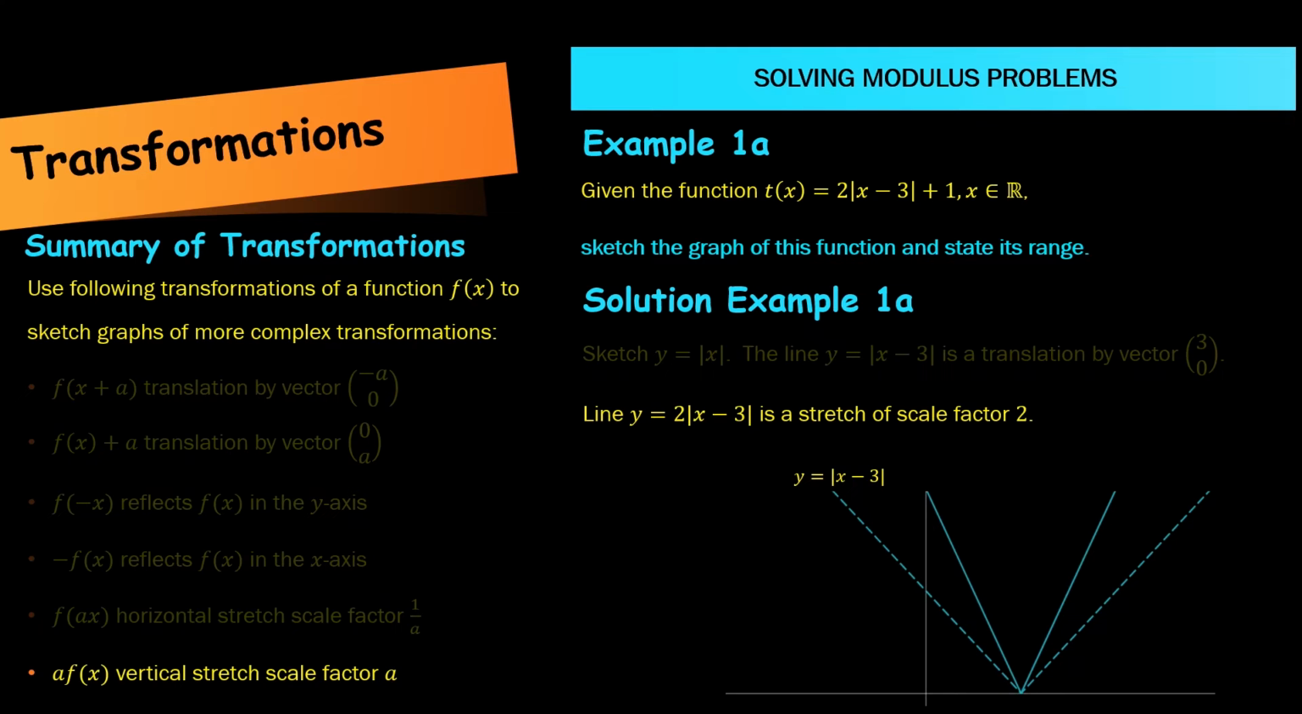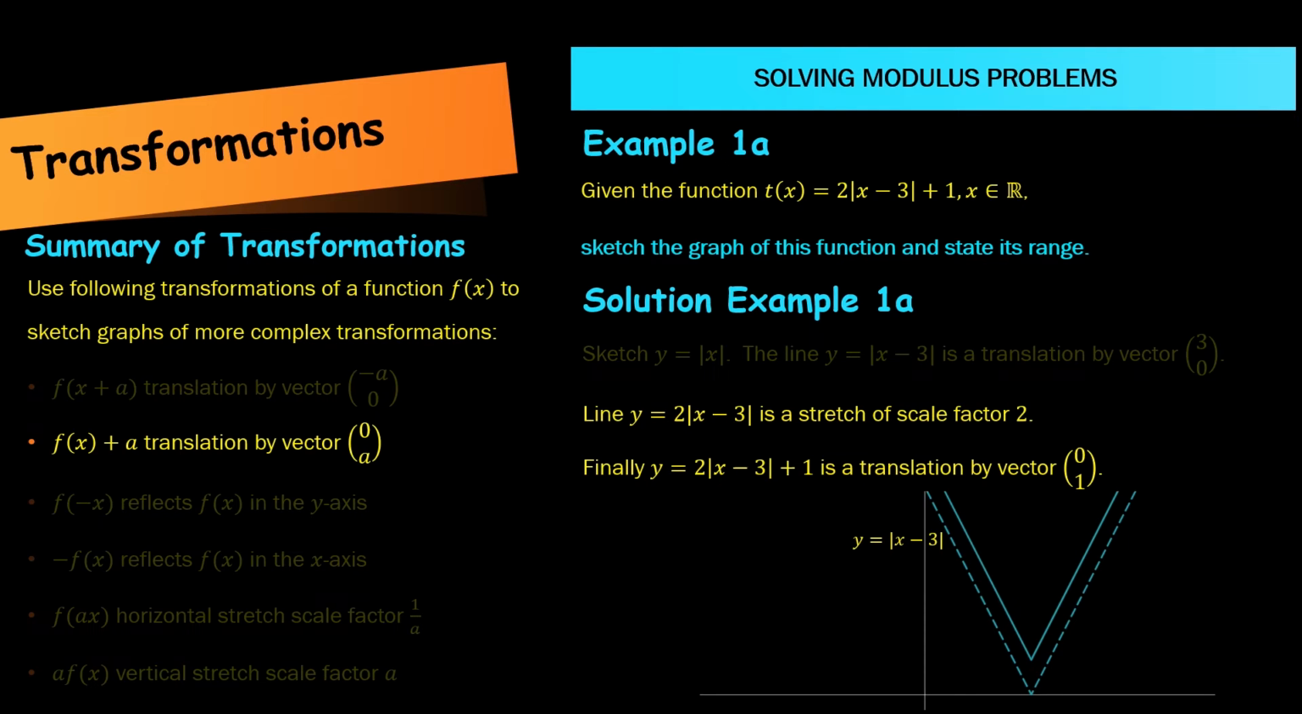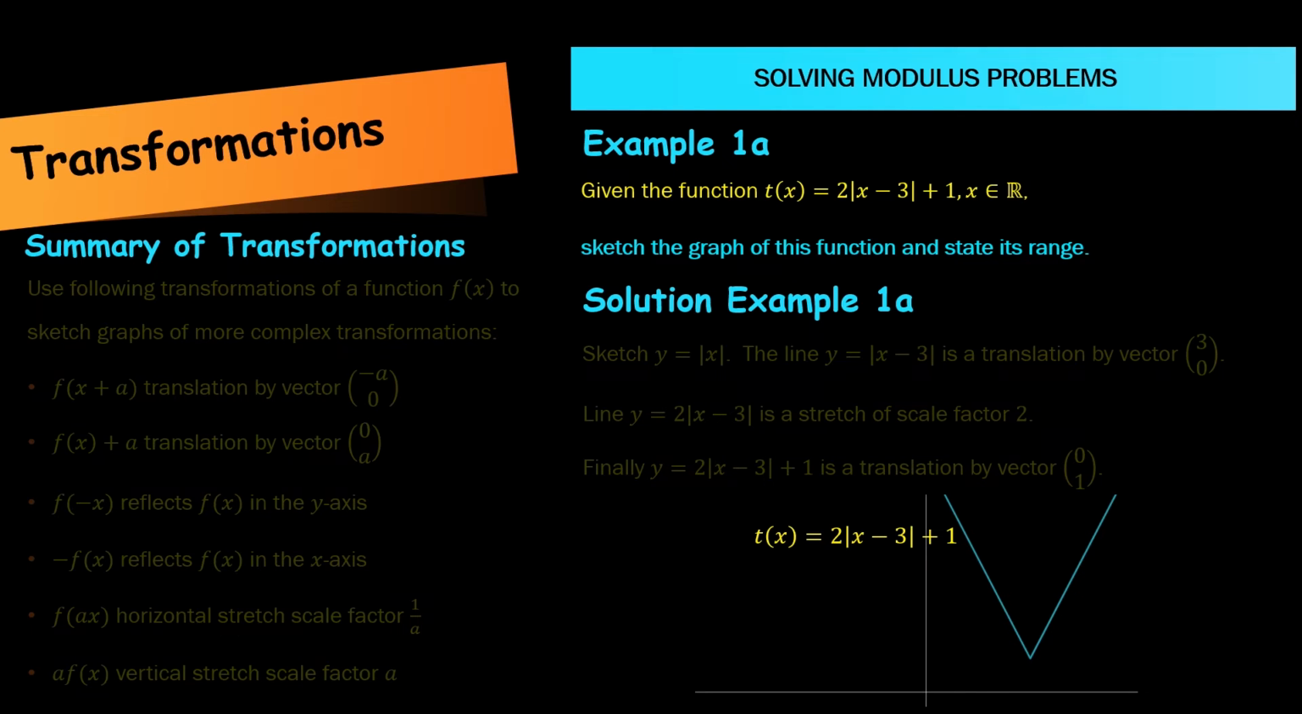The next stage is to stretch y equals mod x minus 3. The line y equals 2 mod x minus 3 is a stretch of scale factor 2, as shown here. And finally, y equals 2 mod x minus 3 plus 1, which is the function we're looking for, is a translation by vector 0, 1, as shown here. So this is our function.